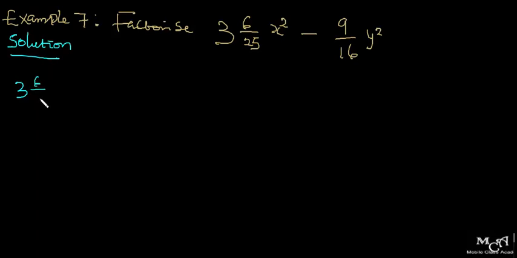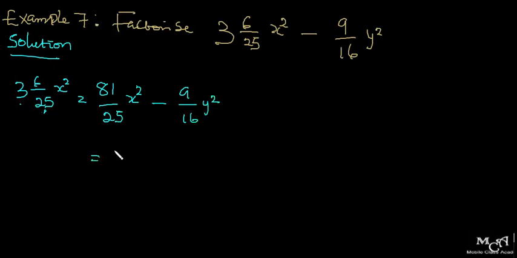We have 3 whole number 6 over 25 x squared. Let's first solve this. 25 times 3 is what? 75, right? 75 plus 6 is going to be 81 over 25 x squared minus 9 over 16 y squared. Let's break this equation down a little. 9 times 9 will give us 81. So we have 9 squared over 5 times 5 is 25. So we have 5 squared, right? x squared. 9 over 16 is the same thing as 3 over 4 squared, y squared.